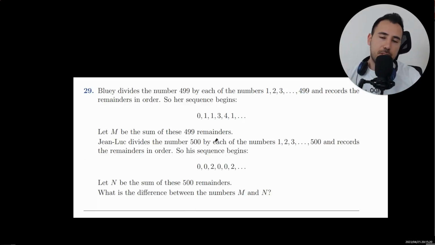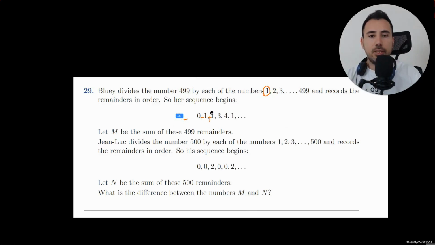Okay, let's do question 9. We're dividing this number by first 1. What is the remainder? 0, we write it here. 499, dividing it by 2, the remainder will be 1, we write it here. Okay, and we do it all the way to 499. And then we add all of them together. This sum will be called M.